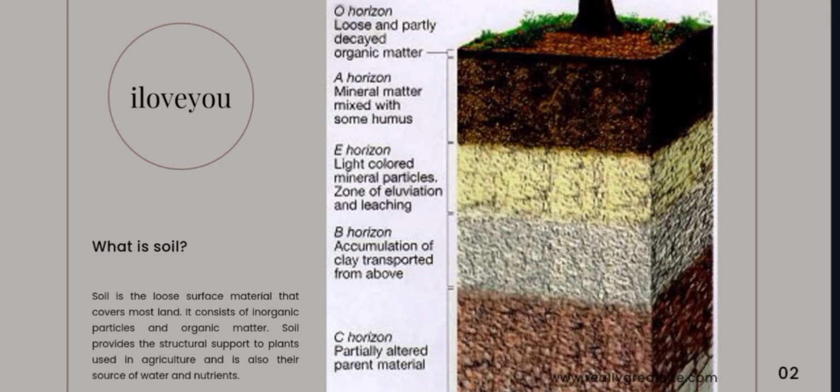Okay, so the next one is, what is soil? The description of soil is that soil is the loose surface material that covers most land. It consists of inorganic particles and organic matter. Soil provides structural support to plants used in agriculture, and it is also their source of water and nutrients.